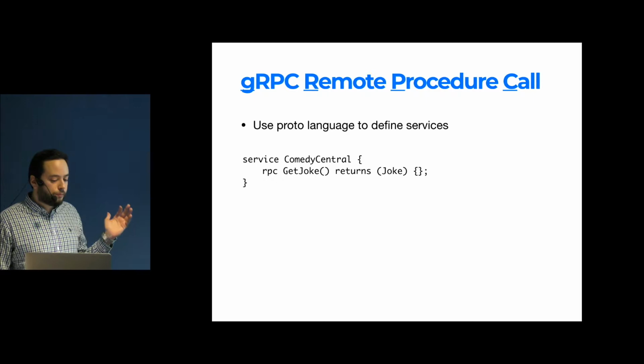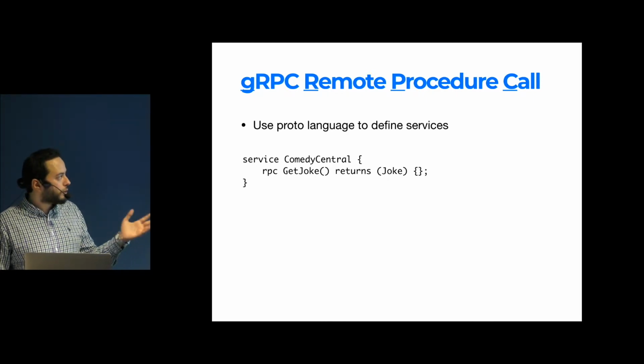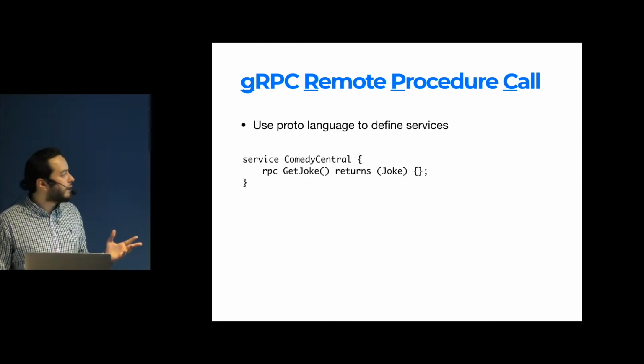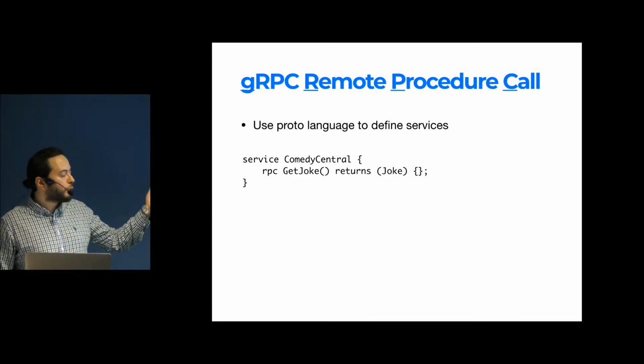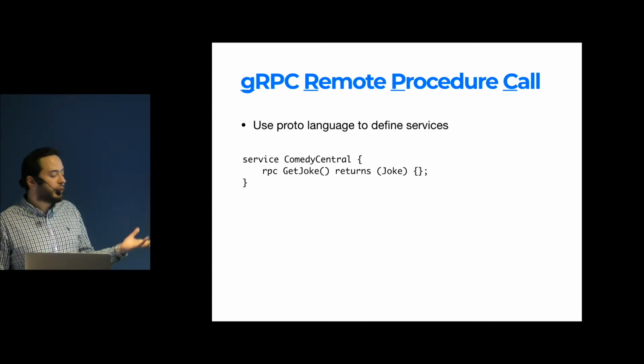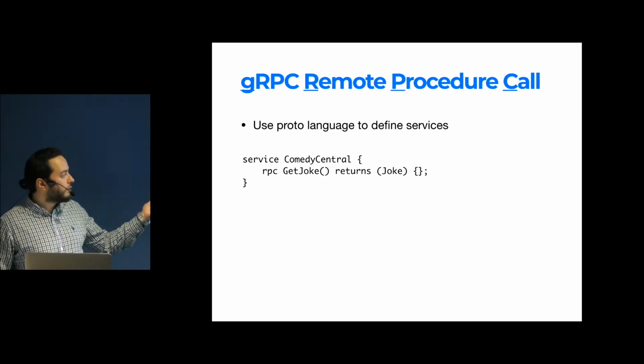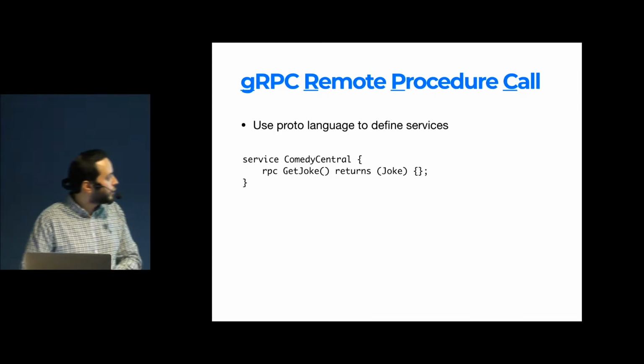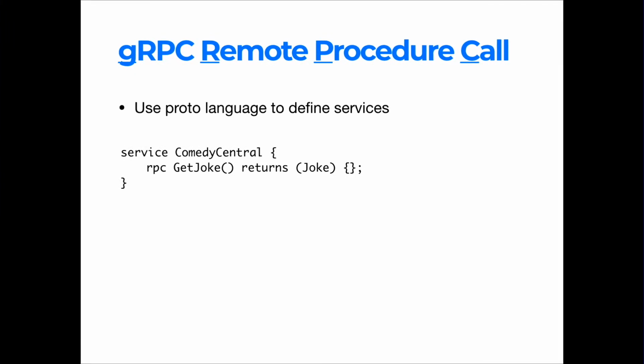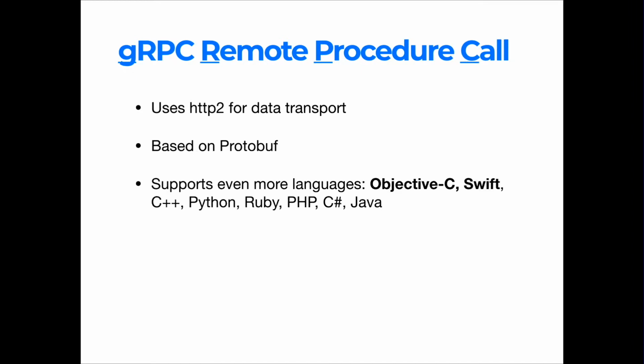So we use the proto language to define the service and the methods that we have. Assume we have an endpoint like Comedy Central, where we fetch our jokes. You can define it like a remote procedure call, where you have a get joke method, which returns a joke. It can be called synchronously or asynchronously, but the point is to be able to share this single definition over multiple languages and platforms.